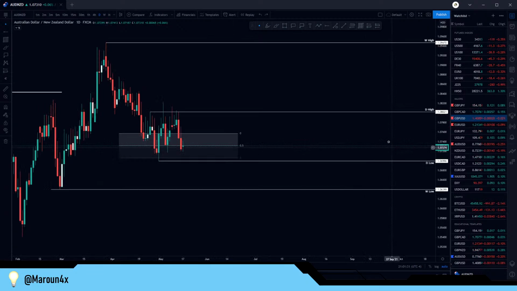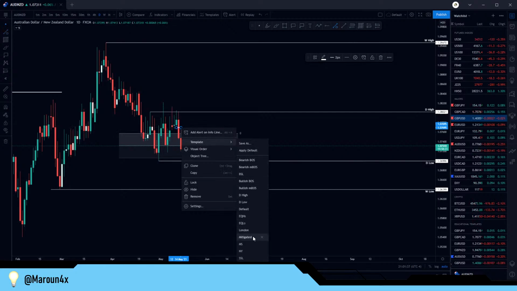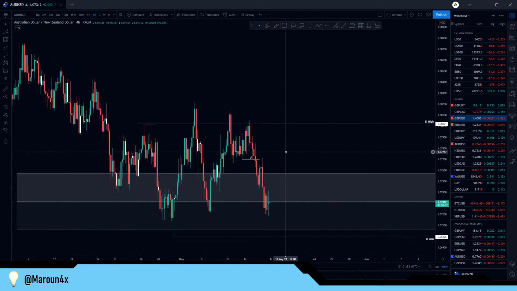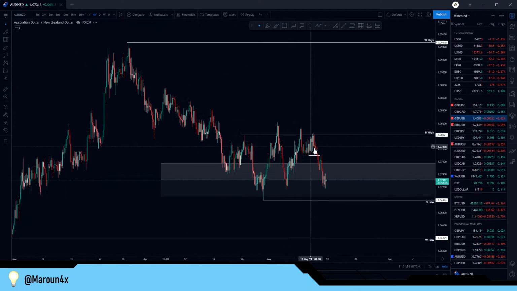Notice as well on the daily time frame, this is mitigated, right? No imbalance on the daily. So I'm just going to identify this as mitigated, and if you're looking for an area of demand, there is none because there is no break of structure, but we might see something on the lower time frames. Okay, let's drop down to the 4 hour.